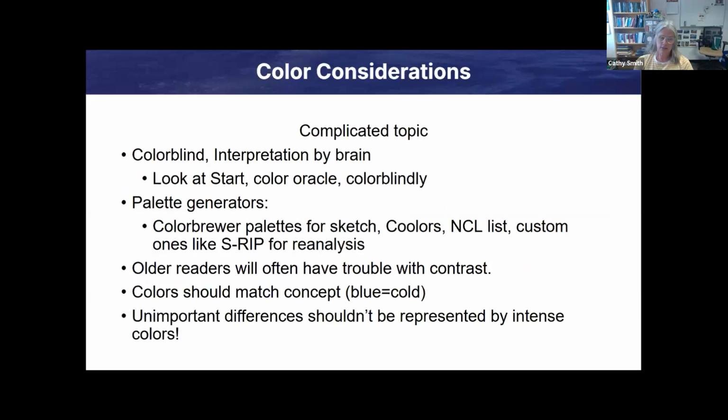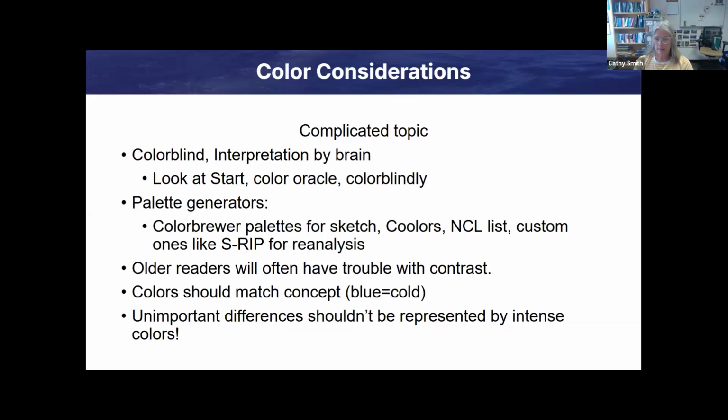Color considerations. Hillary talked about this a bit. Obviously, you have to worry about colorblind, and there's various pages you can look at that. Coming up with color tables, there's a bunch of resources. Sometimes some projects will have their own color table. For example, reanalysis has something called SRIP, which is colors that they'd like you to use for plots. And so sometimes you'll be in a field which does that.